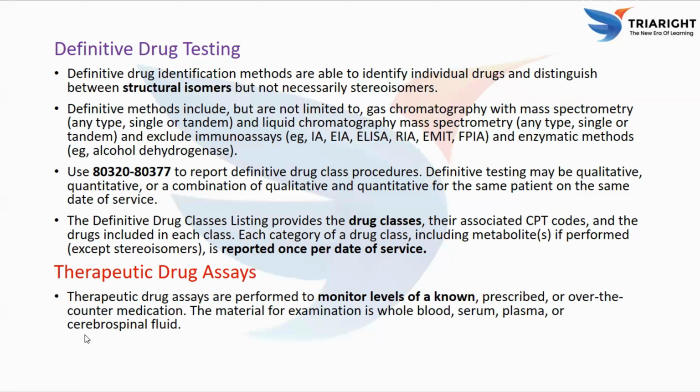And next, coming to therapeutic drug assays. This is a different category from drug abuse testing. What is the purpose of therapeutic drug assays? These are used to monitor the levels of prescribed medications, for example digoxin, lithium, valproic acid, vancomycin, and phenytoin, with specimens like blood, serum, plasma, and CSF. Why is it done? To make sure the drug level is not too low, not ineffective, and not too high, which is toxic. These have their own CPT codes, not in the 80305 to 80377 range.